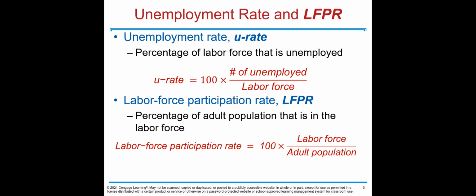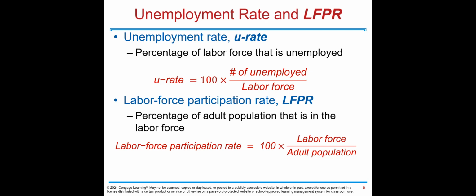Let's learn how to calculate the unemployment rate, or U rate for short. The unemployment rate refers to the percentage of the labor force that is unemployed. Therefore, the U rate is calculated as 100 times, in the numerator, the number of unemployed people, and in the denominator, the labor force.